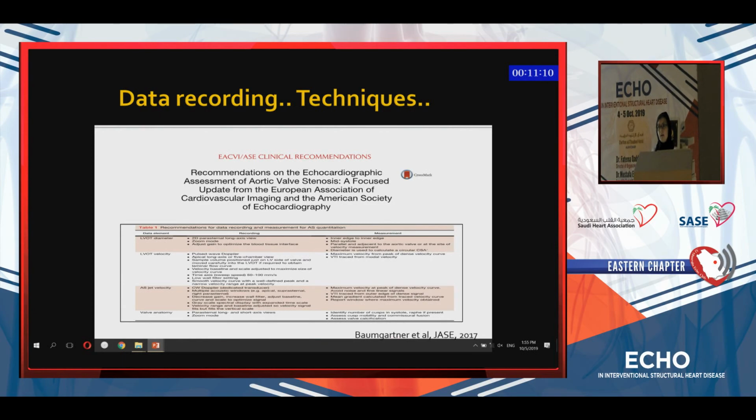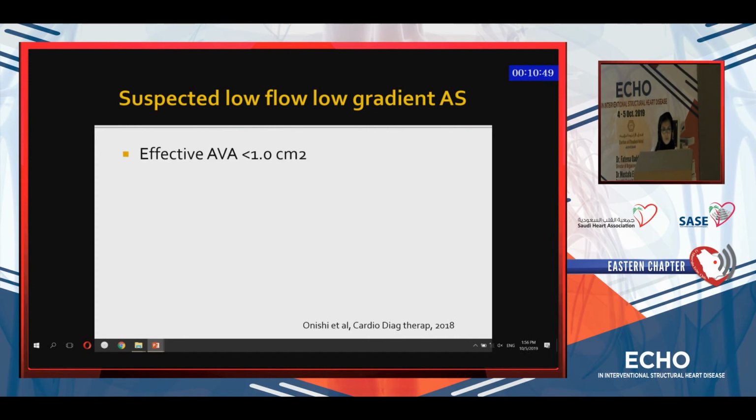I would advise the echocardiographers here to be referring to this document, which is published about a couple of years ago, and it's a document that describes the technical aspect of how to measure or estimate and grade aortic stenosis, and it's a combined effort between the American and the European Society of Echocardiography.